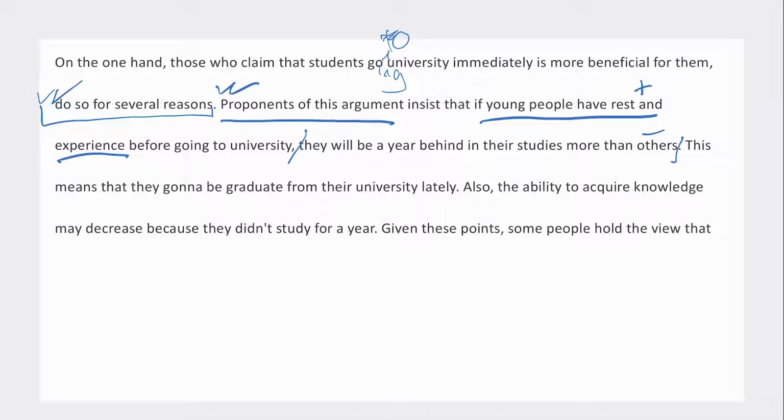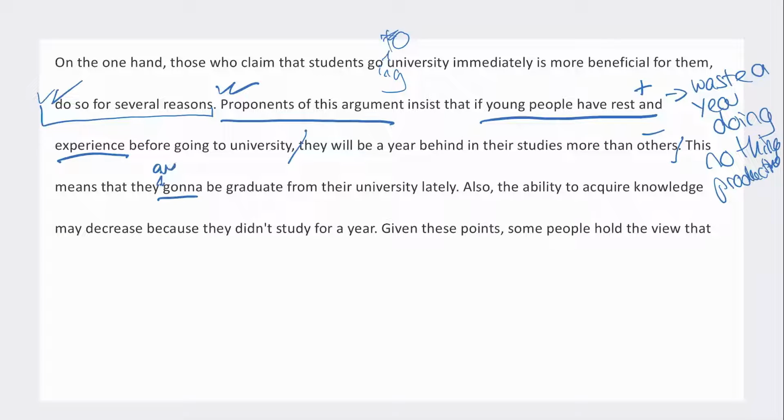If young people, and maybe you want to make this sound more negative. Young people waste a year doing nothing productive. Maybe. This means they are going to, so don't forget to be formal, gonna is too informal, going to graduate from their university a year later.